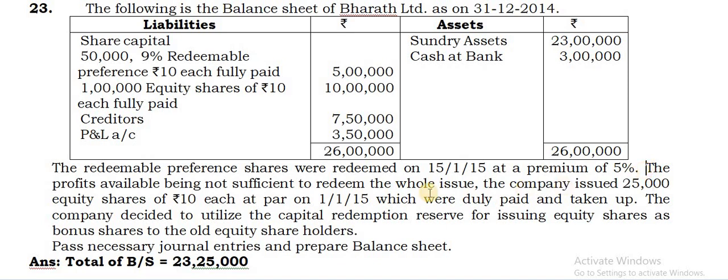Then, so fresh issue of shares are there, 25,000 shares at 10 each. So 2,50,000 comes. For that a separate entry has to be passed in the first stage itself. Then second stage is the premium providing on redemption. So there the second entry is done. Then on 1115, which were duly paid up and taken up, the company decided to utilize the capital redemption reserve for issuing the equity shares as bonus shares to the older equity shareholders.